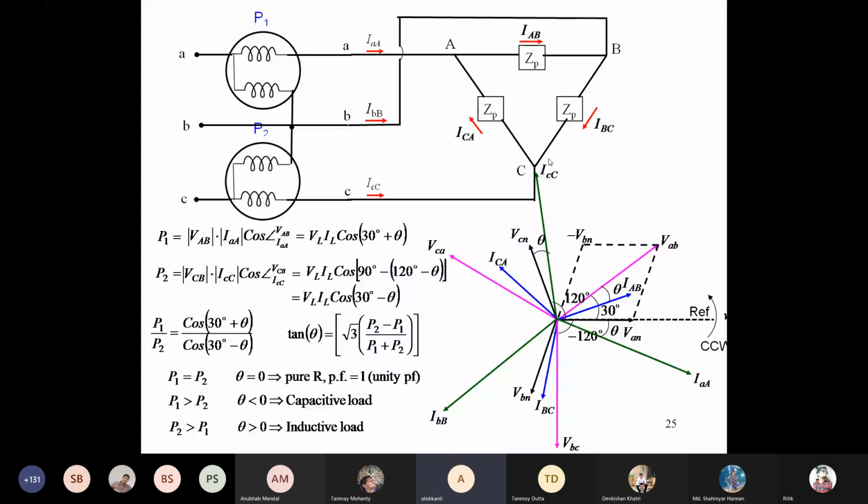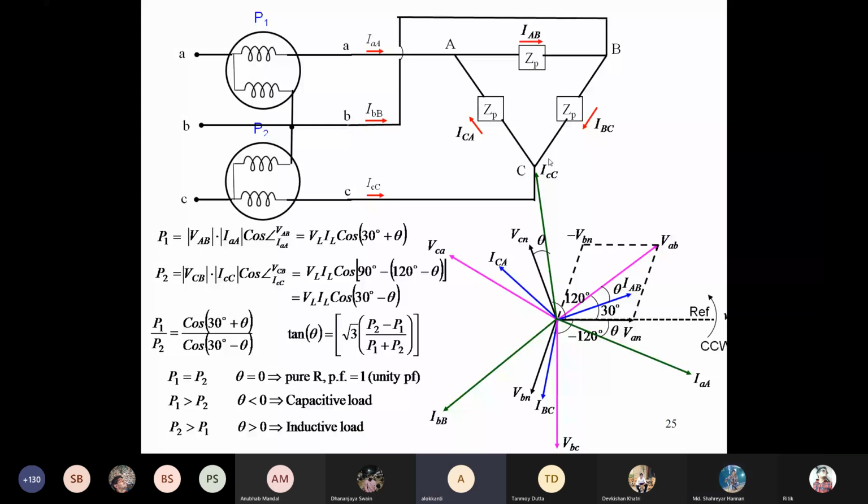Obviously this formula again depends upon, depends on what? Can anybody tell? Reference. Balance. No, balance. Who told reference? Rajdeep Maji. So yes.